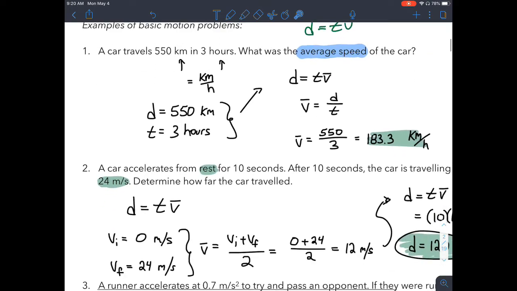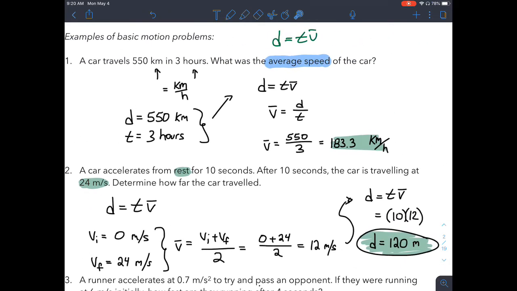For the second question, we are looking at a car accelerating from rest for 10 seconds, okay? Right away, those two things tell us if it's from rest, that means our initial velocity is 0, and our time is going to be 10 seconds. After 10 seconds, the car is traveling at 24 meters per second. We want to figure out how far the car traveled. Now, if we think about our acceleration formula, because we see the word accelerate, there's no distance in there. And we aren't given an acceleration. So really, we can't use that formula. The only formula we can use is our distance one.